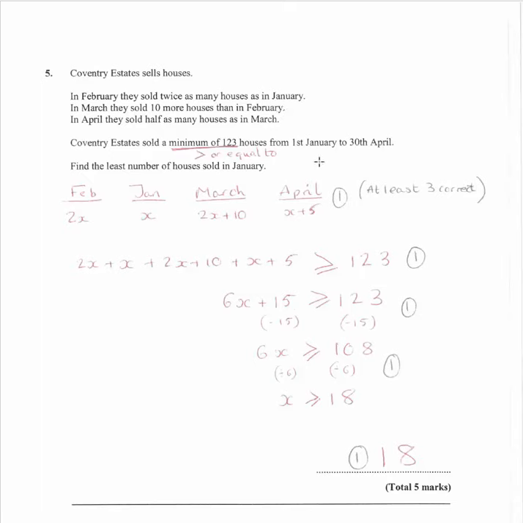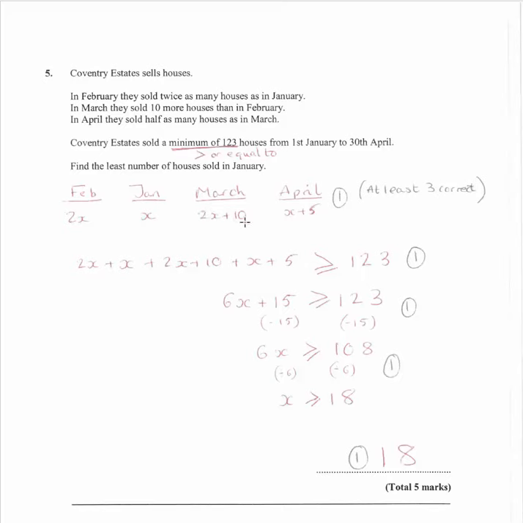Let's try and solve it with algebra. Now, we don't know what they sold in January. So we're going to put down a letter x. You could put down a J for January if you wanted to. In February, they sold twice as many houses as in January. So whatever that is, that's twice as big, so it will be 2x. And in March, they sold 10 more houses than in February. So March is going to be February, that's 2x, add 10.